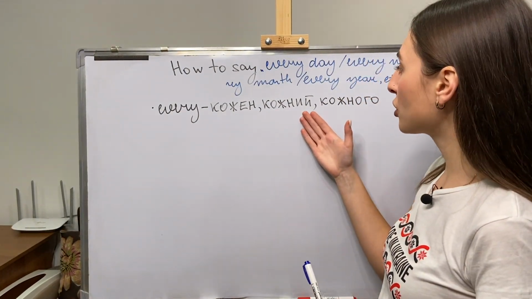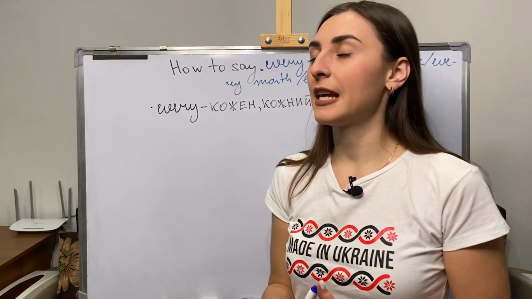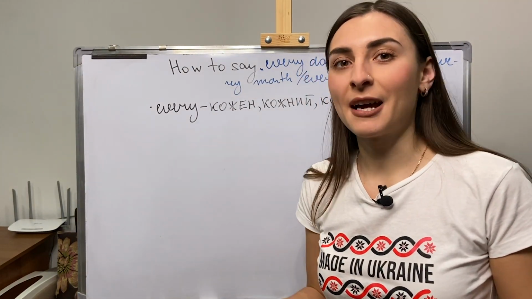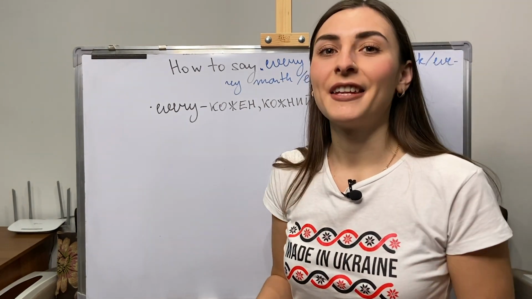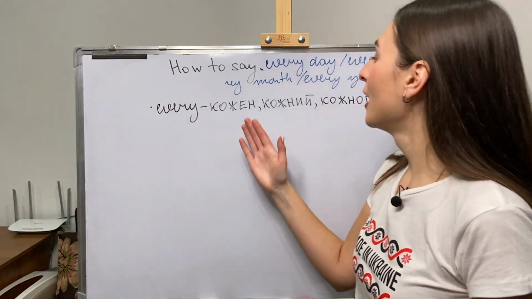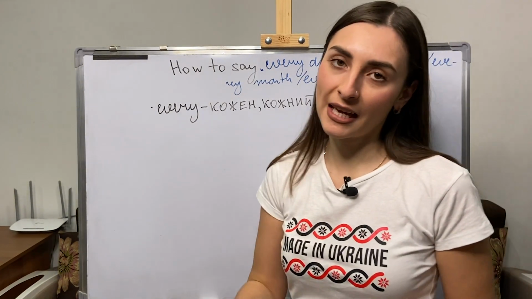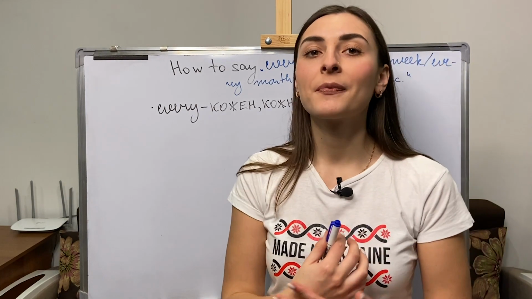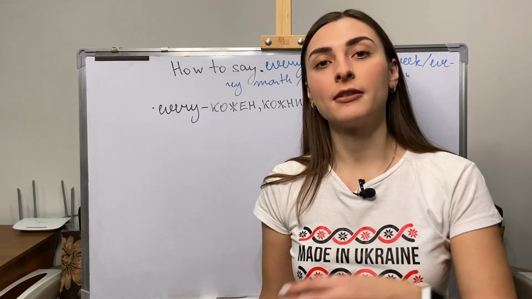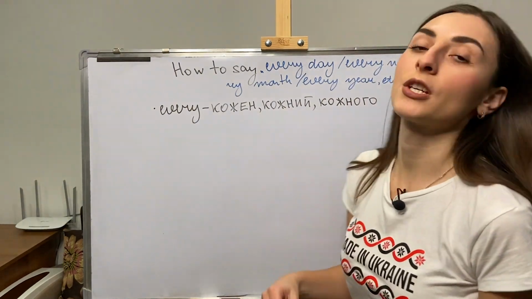Кожен and кожний is the same. Yes, these two forms are adjectives, and кожен is just like a shortened version of кожний. Some Ukrainians decided to say it like this. They are lazy to use the full version of this word, so we have two forms. And кожного is кожний in the genitive case, and very often when we talk about time expressions, about greetings, we use the genitive case due to the tradition of Ukrainian language.